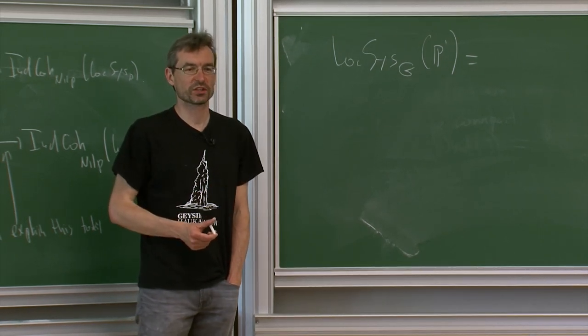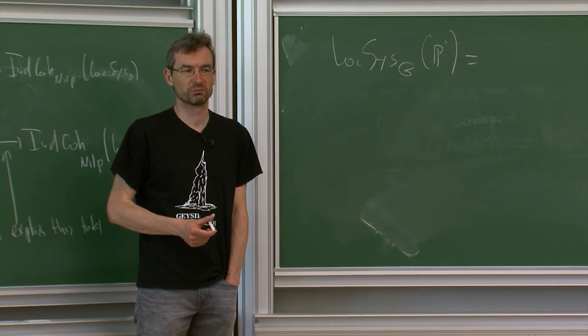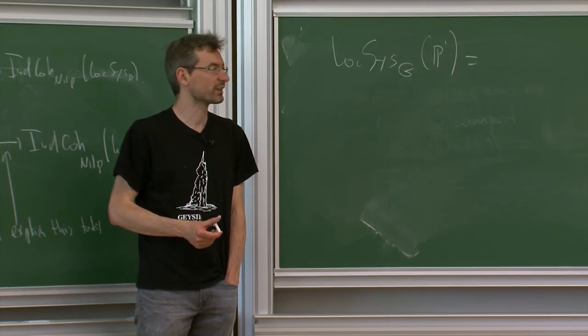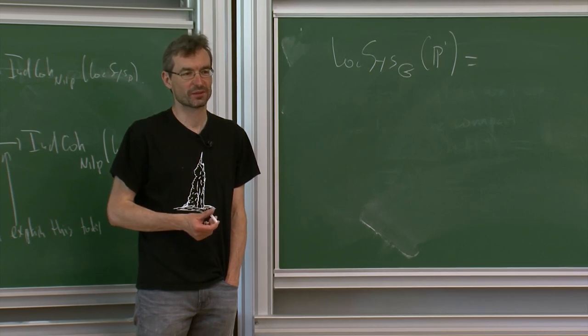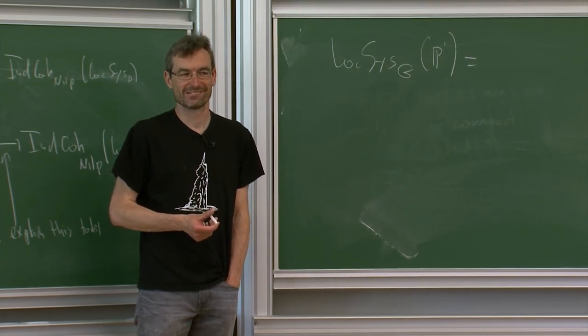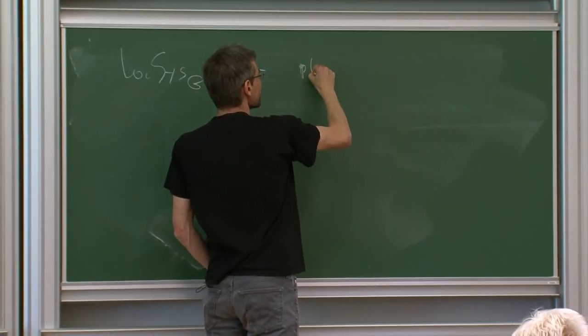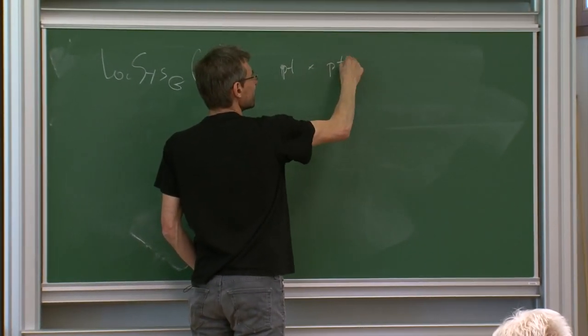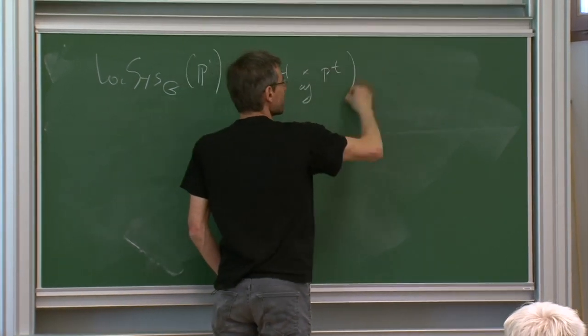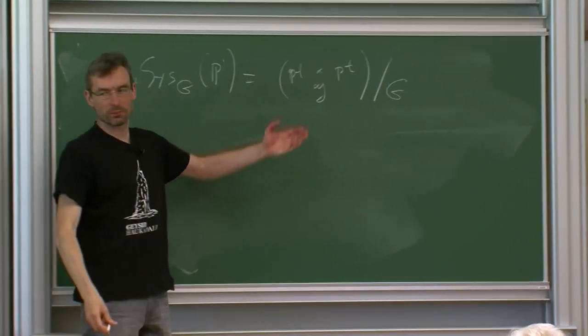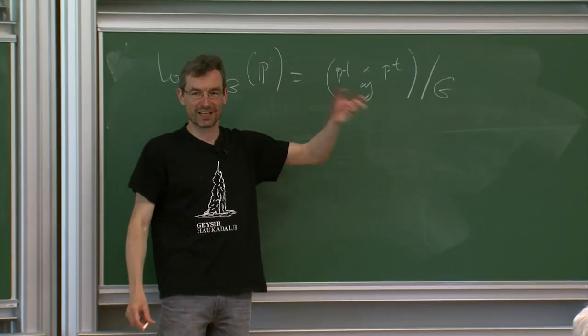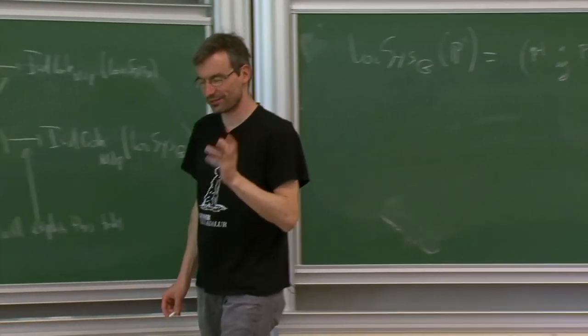So, how many local systems are there on P1? What do you think the stack is, and what are the automorphisms? It's like for a point. Well, it's not. So, the claim is that it's a point. The way it looks is this: you're taking my favorite derived scheme, point times point over g, and divided by G. It has non-trivial DG-derived structure.